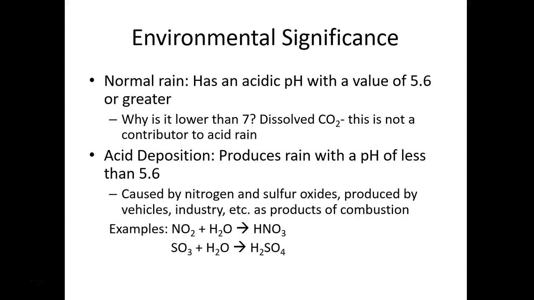Now, if you look in your note sheet, you will also see reactions for NO and SO2. If nitrogen monoxide reacts with water, you'll form HNO2, or nitrous acid. And if sulfur dioxide reacts with water, you'll form H2SO3, which is known as sulfurous acid. So acid deposition, again, is just the process, whatever it may be, that produces acid rain.